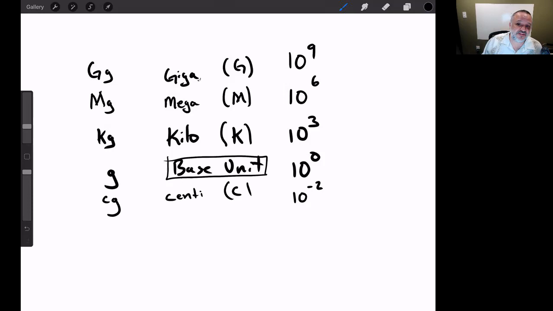So the definition of centi is 10 to the minus 2. The definition of kilo is 10 to the 3rd. The definition of mega is 10 to the 6th. The definition of giga is 10 to the 9th. The next one down is milli.